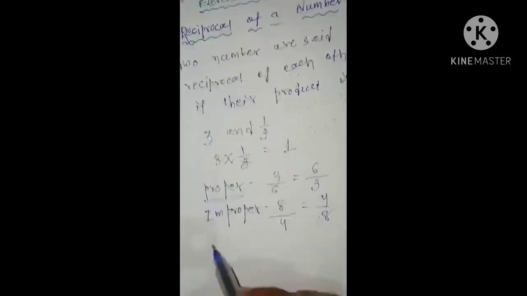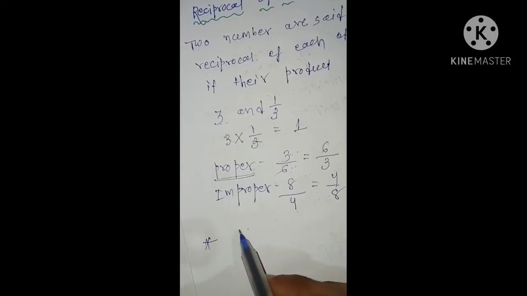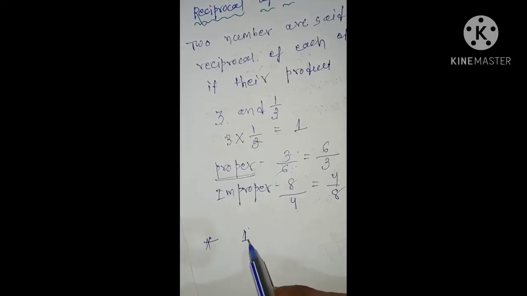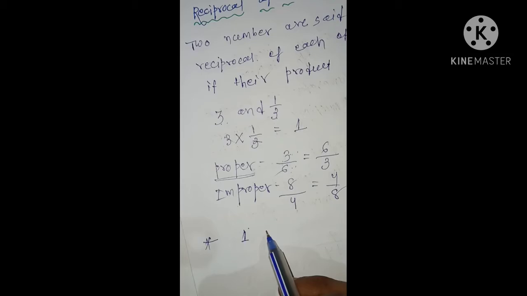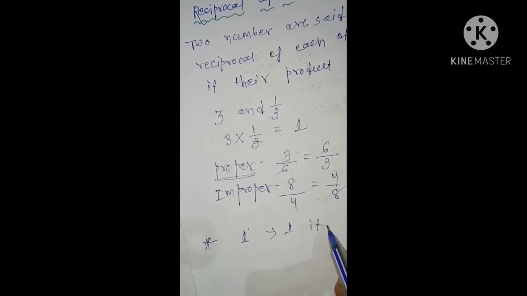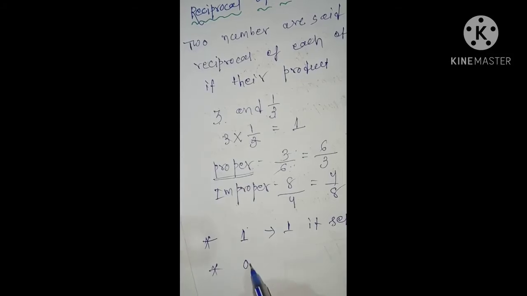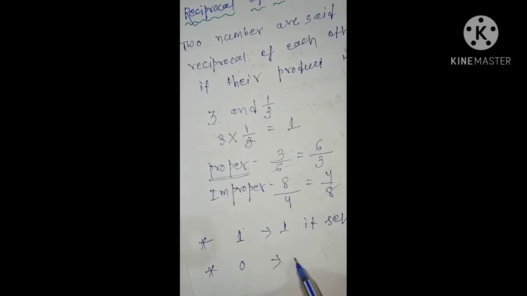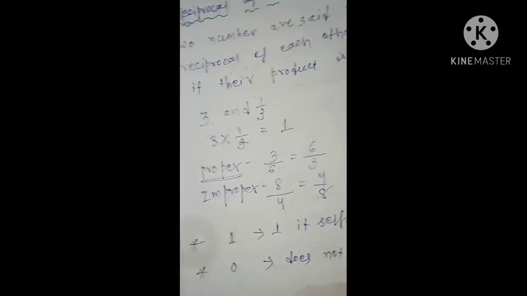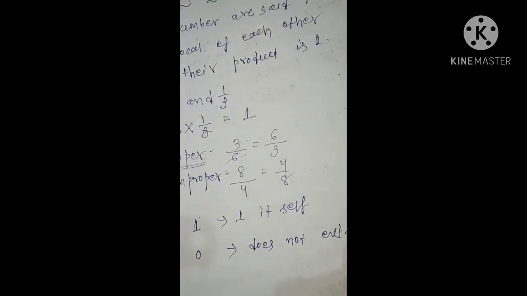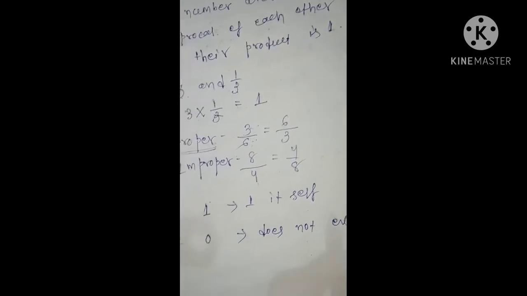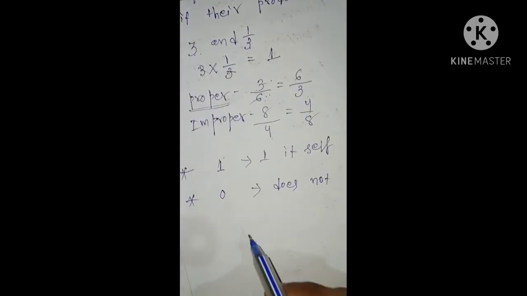Clear? And one thing you will remember, that the reciprocal of 1 is 1 itself, and the reciprocal of 0 is not possible, meaning it does not exist. Clear? Some examples are there, I think you can do this one.